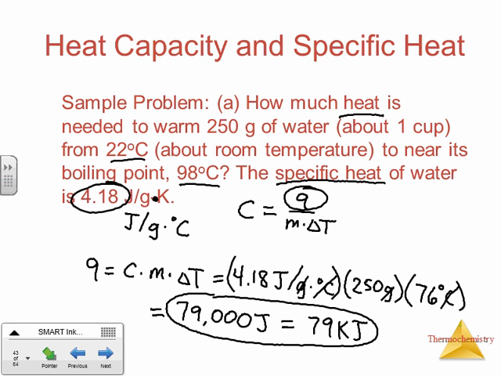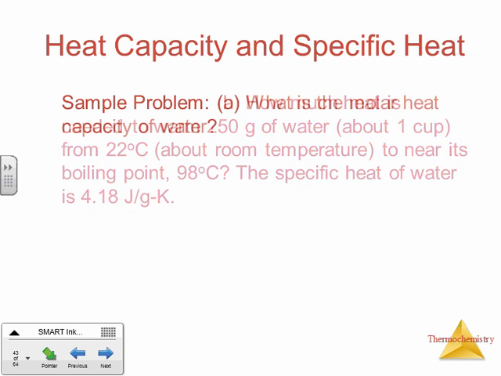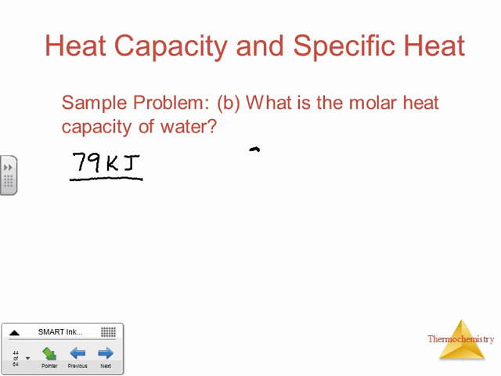Here we go. Okay, so 250 grams of water, and it took 79 kilojoules of energy to raise it that amount. And so molar heat capacity, they're just wanting kilojoules per mole. So if we have 250 grams of water, we just have to figure out how many moles of water that we have. 250 grams of H2O, change that to moles of H2O.